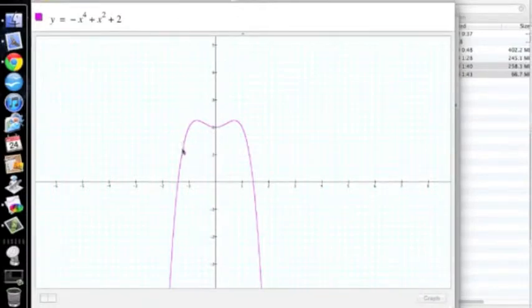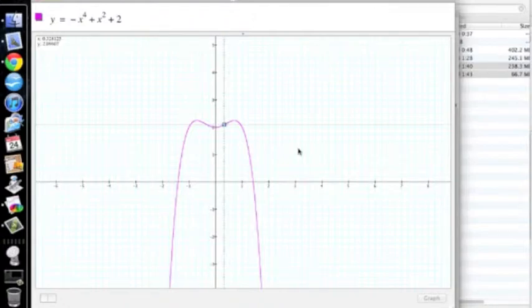This, on the other hand, is a function of x. It passes the vertical line test, but quite obviously it does not pass the horizontal line test. There are 1, 2, 3, 4 places where that horizontal line crosses the function. So it is a function of x, it is not a function of y. Unfortunately, I want to rotate it around the y-axis.